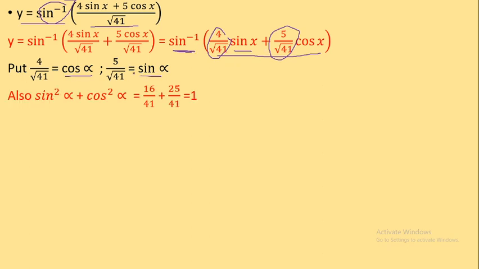Next step. Just check whether sin square alpha plus cos square alpha is 1. Yes, it is 1. Next step. As we have sin and cos, then we can get tan directly.